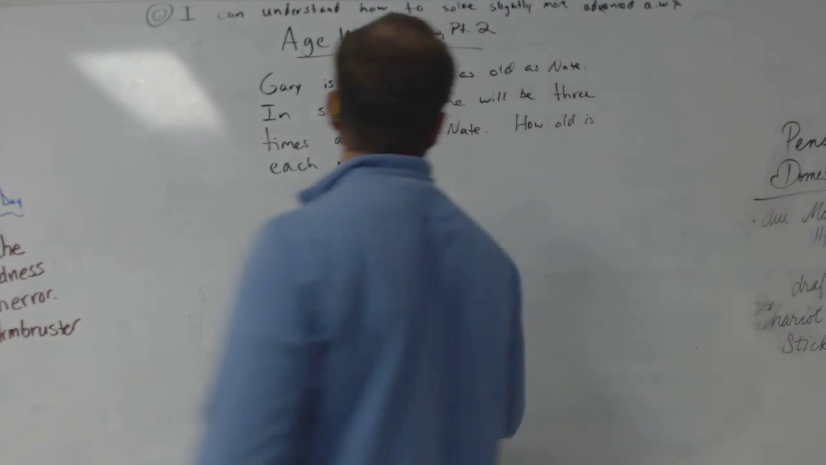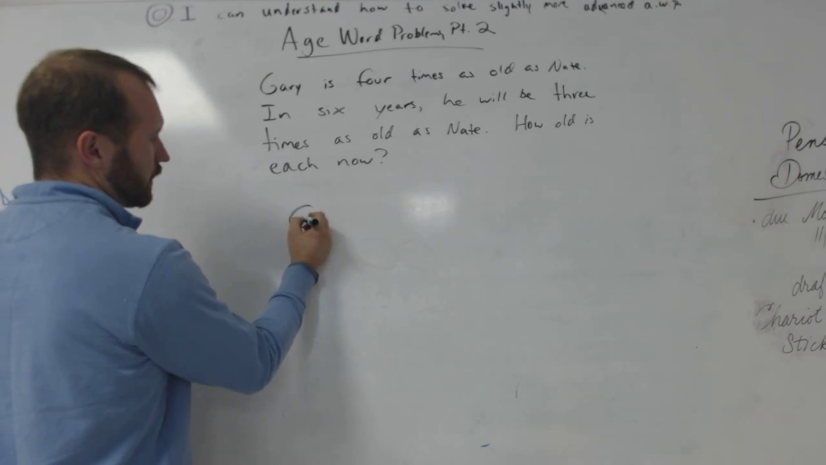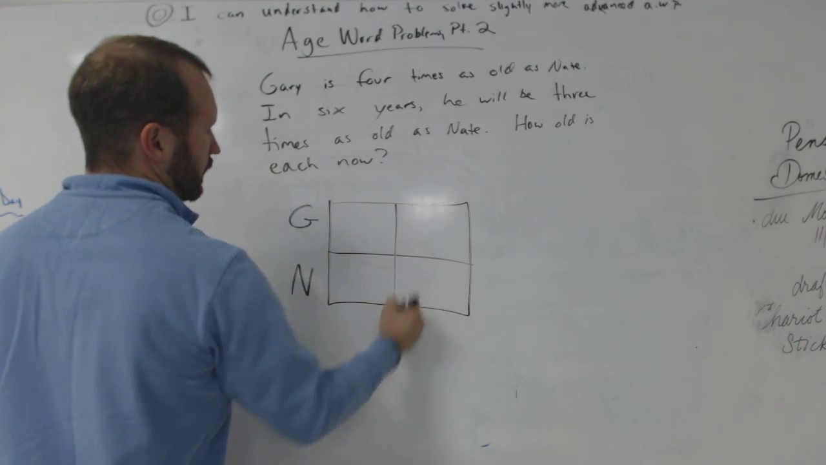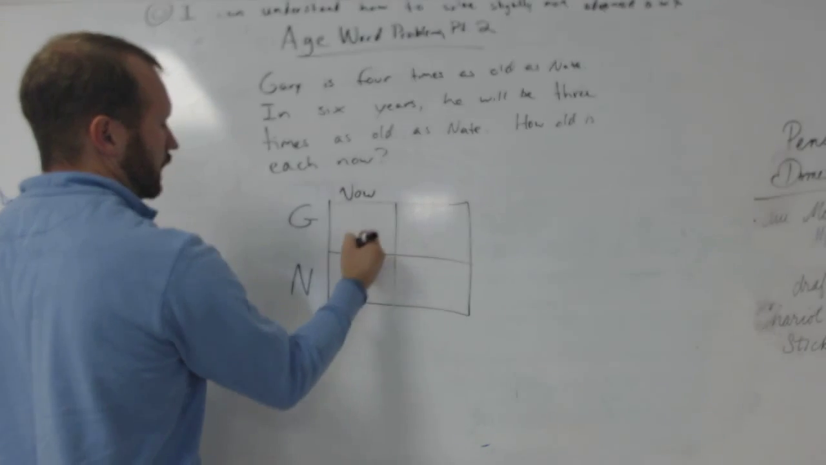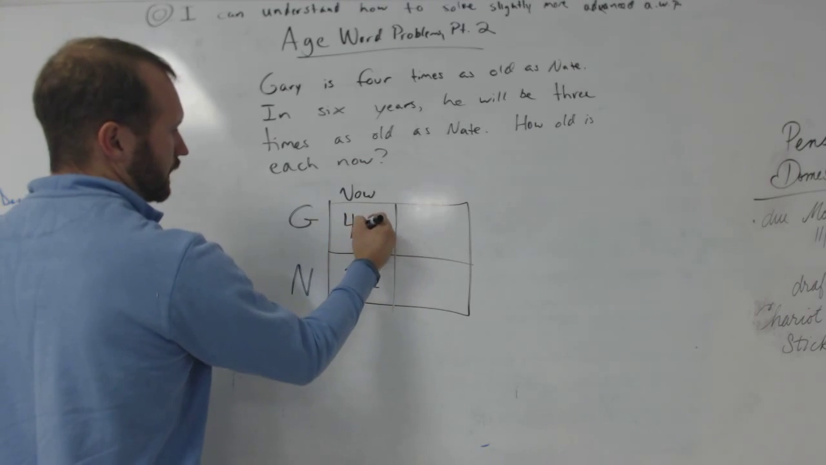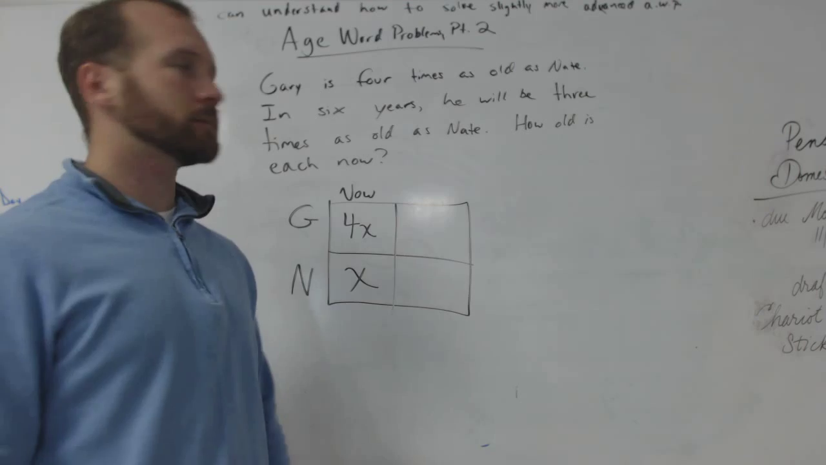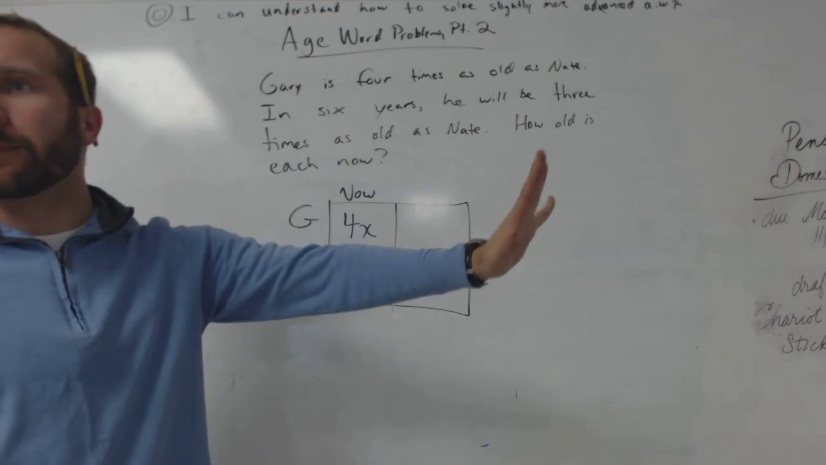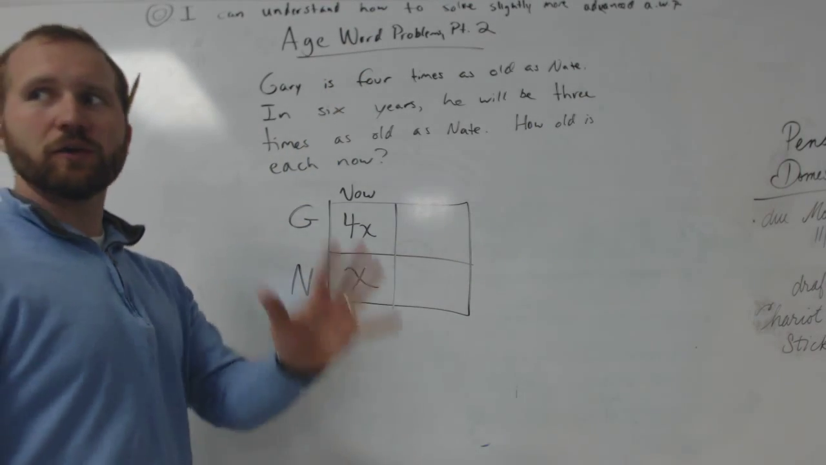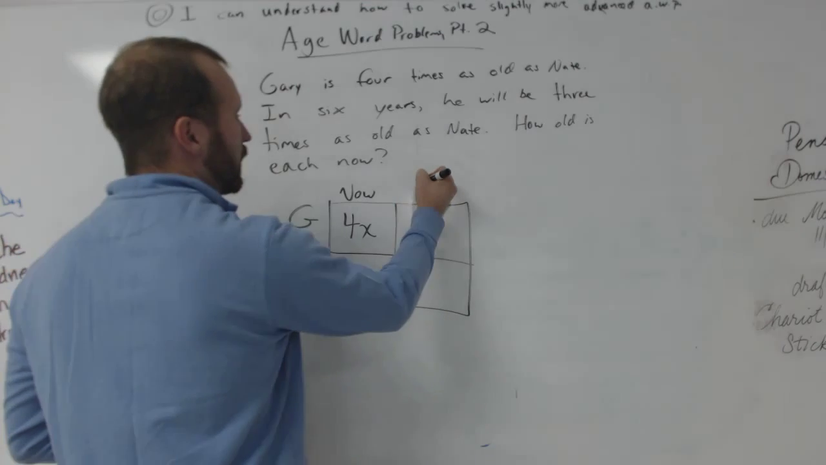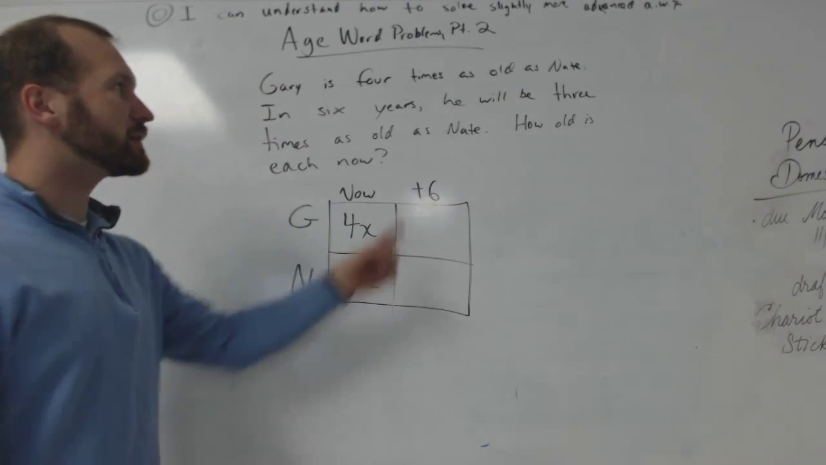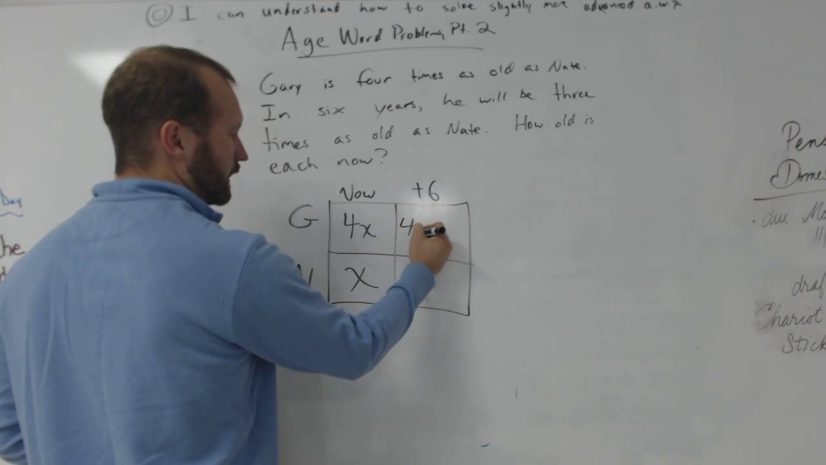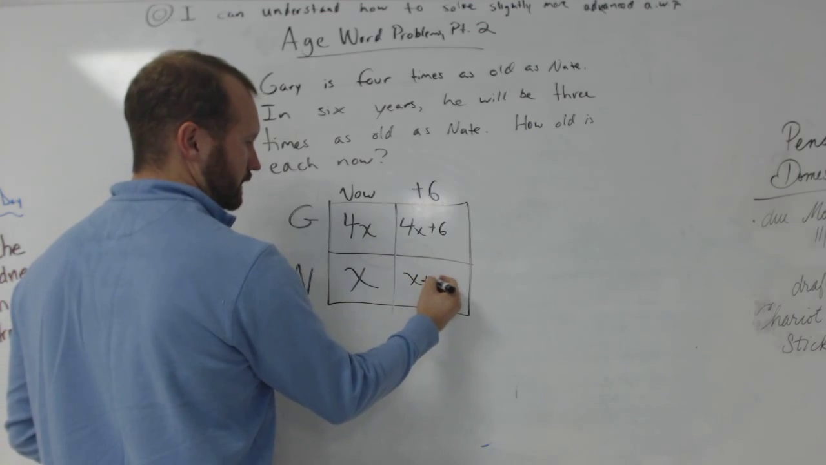This problem says Gary is 4 times as old as Nate. That sounds pretty familiar. We should be able to start off the chart that we started. Right now, Nate is x, and Gary is 4 times as old as x, so he's 4x. In 6 years, and that's where I stop. I halt. I don't go any further. Thou shalt not pass this comma. Plus 6. And 4x plus 6, x plus 6.